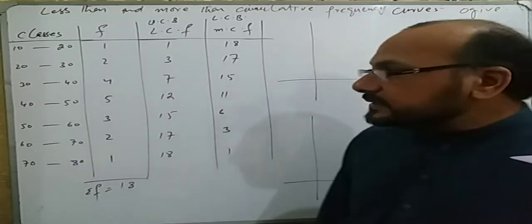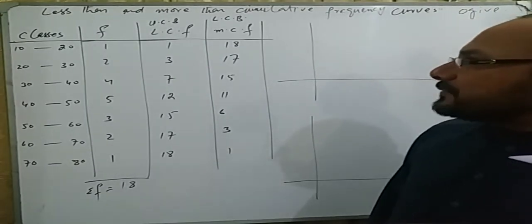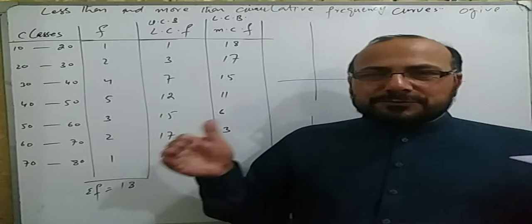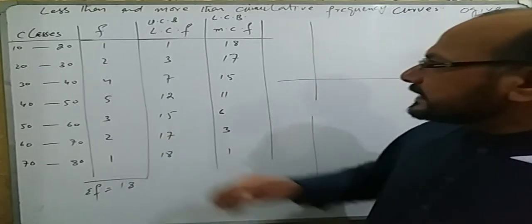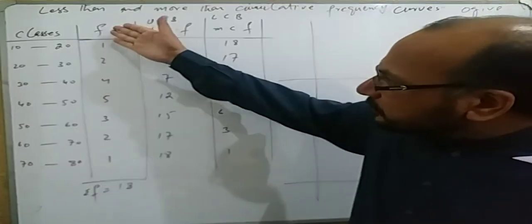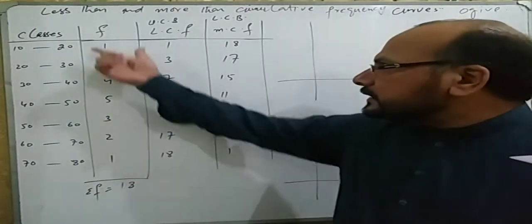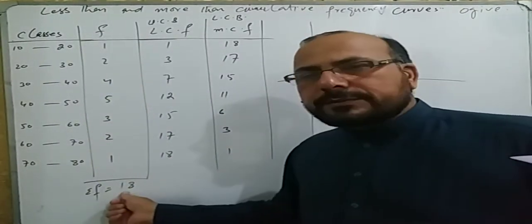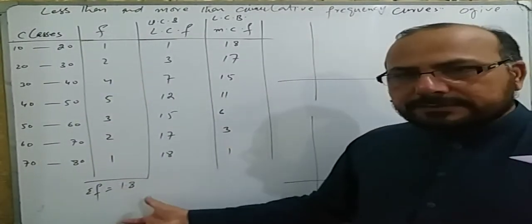How to find the less than cumulative frequency? We have to accumulate the frequencies. We have to add up the frequencies in sequence. First we will find the sum of the frequencies. If we add the frequencies, it becomes 18. 18 is the summation of the frequencies.